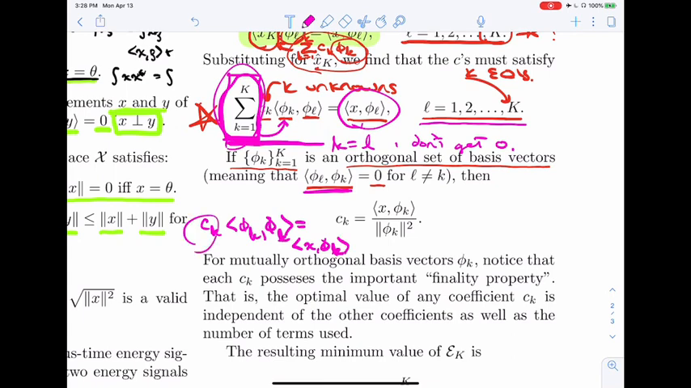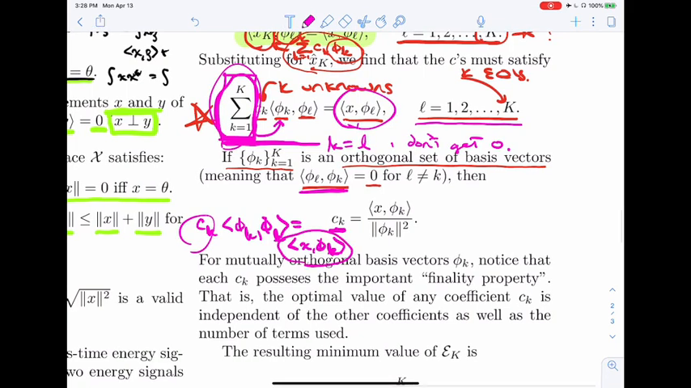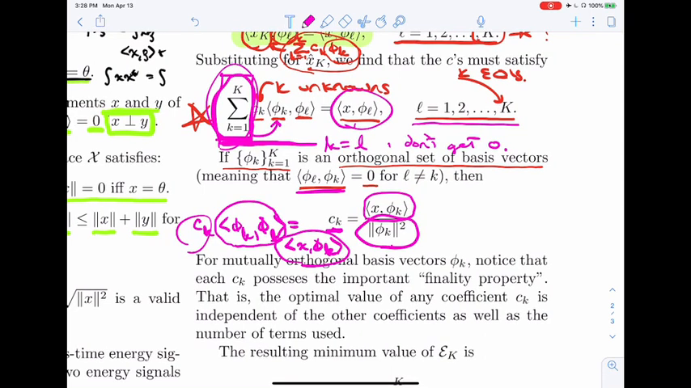I can solve for my c_k. It is going to be c_k equals the inner product of x with phi_k, and then I have the inner product of phi_k with phi_k. Well, that's just the size of phi_k squared, the norm of phi_k squared.